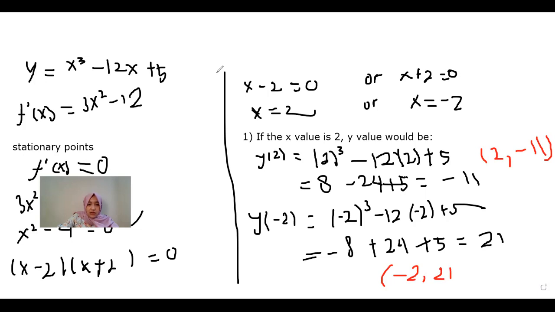So then the last step, we need to determine the nature of those points, this one and this one. I will make it clear because we just have one whiteboard. First, I want to make a nature table. Sorry, let me erase my writing because it's not clear. A nature table.